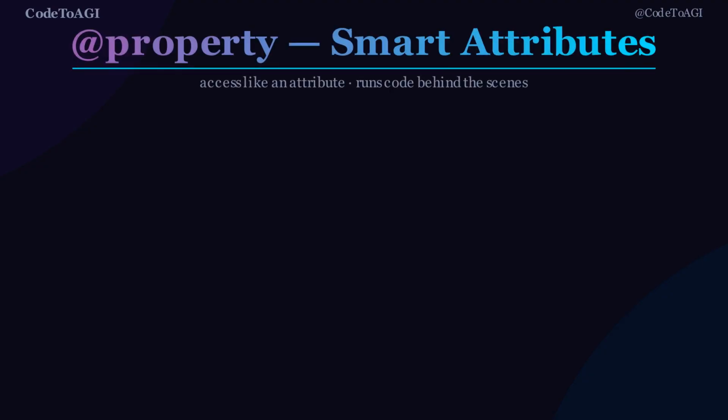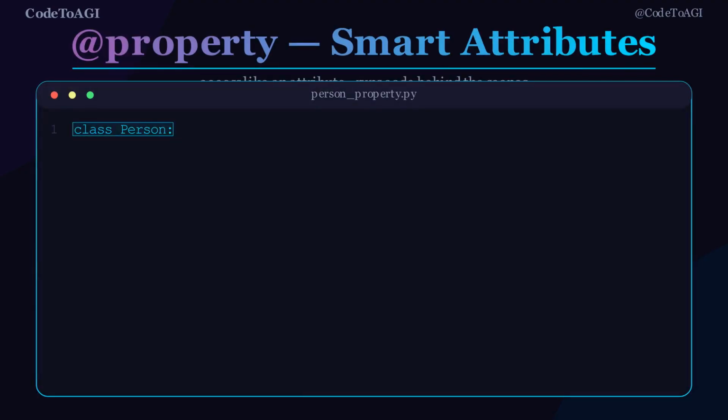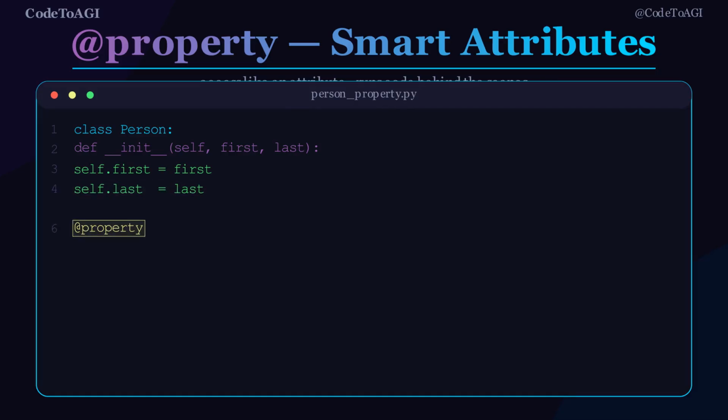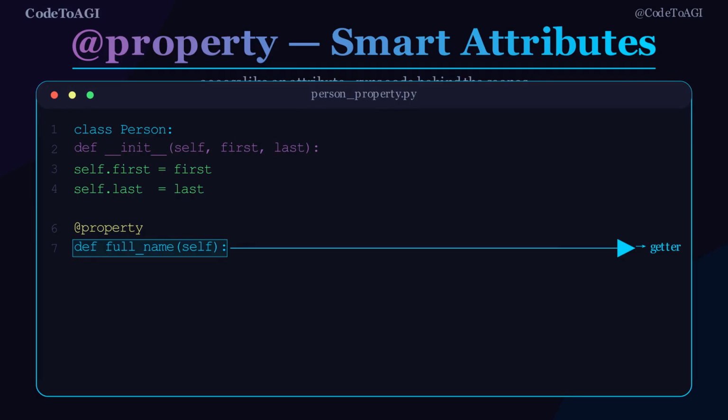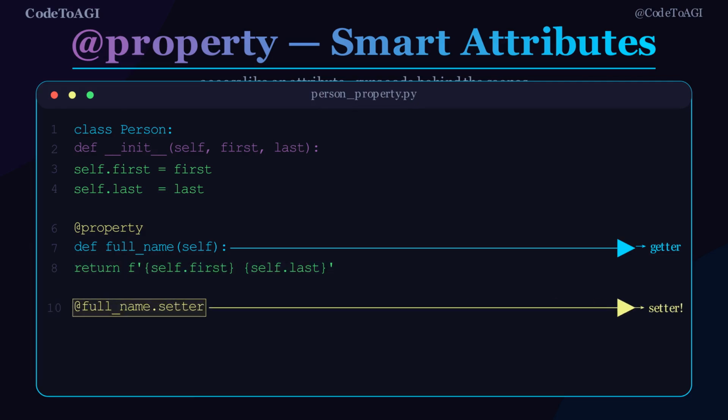The @property decorator turns a method into a smart attribute. You access it like an attribute, but it runs code behind the scenes. Define a method called fullName with @property above it. Return self.firstname plus space plus self.lastname. Now you access it as person.fullName, no parentheses needed.